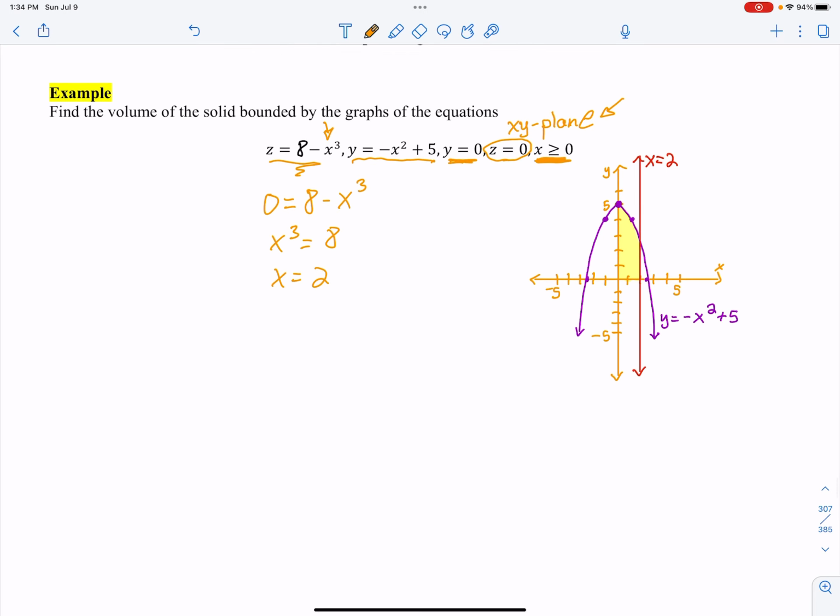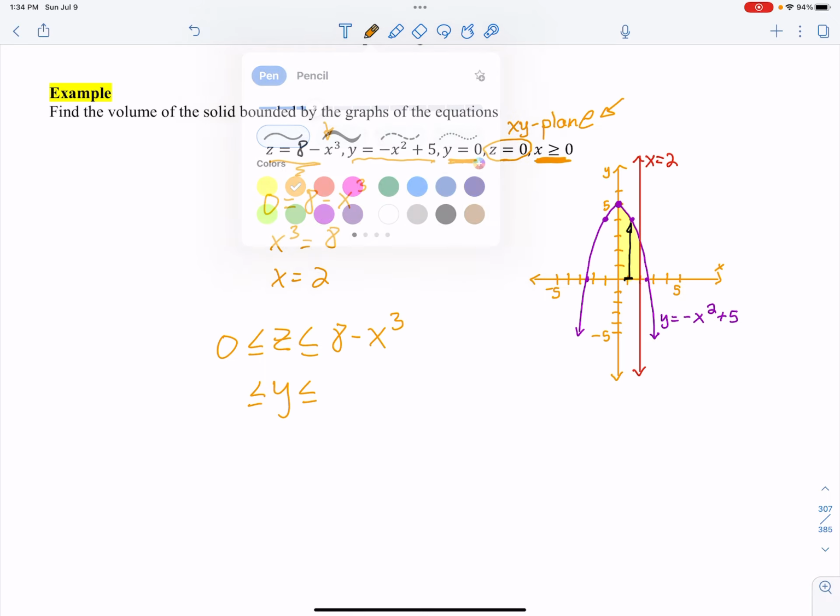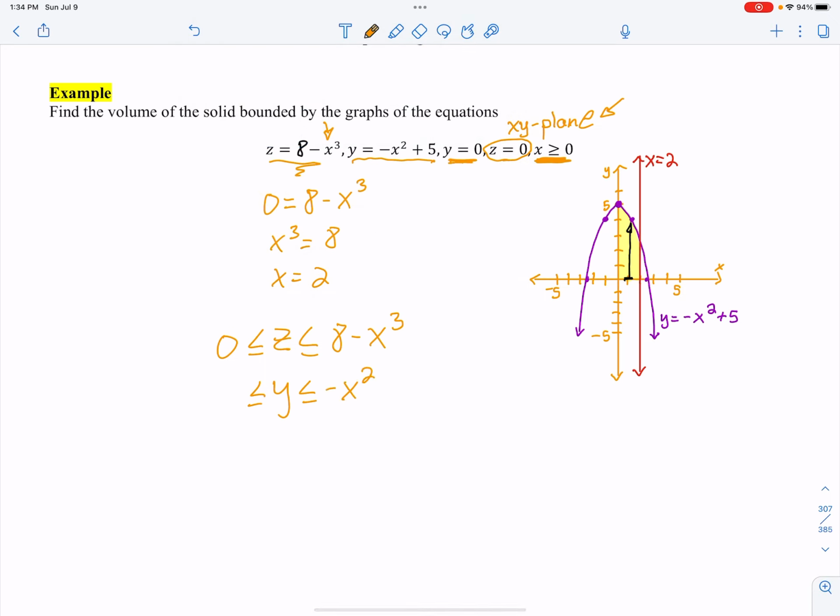Zoom back out. All right, our z is going to be caught between the xy plane and the actual surface. Y is what I'm going to do next because I can see it here. I go from there up, so I can see what y is caught between. Y is caught between the parabola and then 0 at the bottom. And then x, we just look at the numbers. Well, it starts at x equals 0 and goes over to x equals 2.